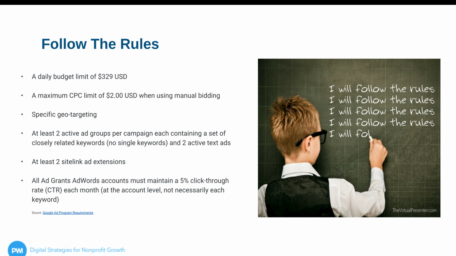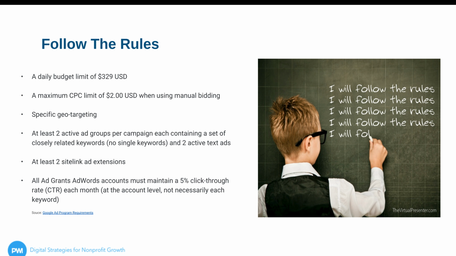A daily budget limit of $329, which is equivalent to right around $10,000 a month. What that means is you get $10,000 a month to spend on Google search ads. And I'll show you in a second what that looks like. For those of you who are new to Google, the way I like to explain it is basically you get a gift card to, let's say, iTunes, and you get to spend all that money within a given month. That's what Google gives nonprofits, and it equates to a daily budget of $329.